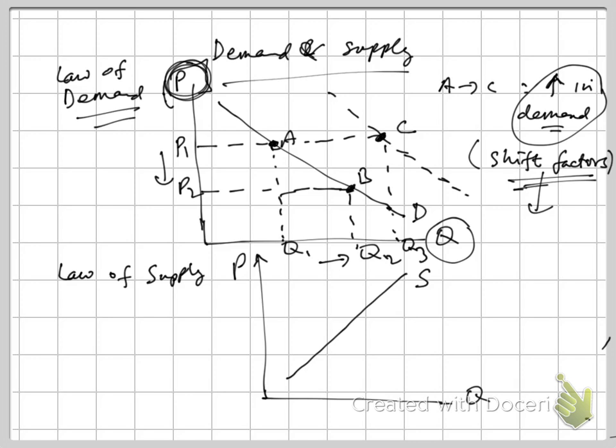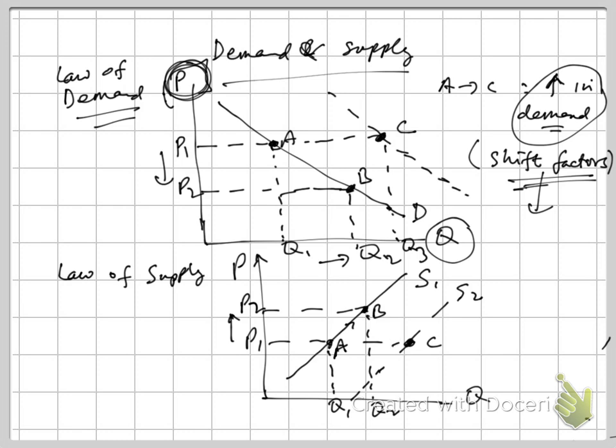And then we have the same principles also for supply. Change in quantity supplied refers to movement along the same supply curve from A to B, and it's caused by price changes from P1 to P2, for example. But changes like from A to C is called change in supply. In this particular case, it is an increase in supply.